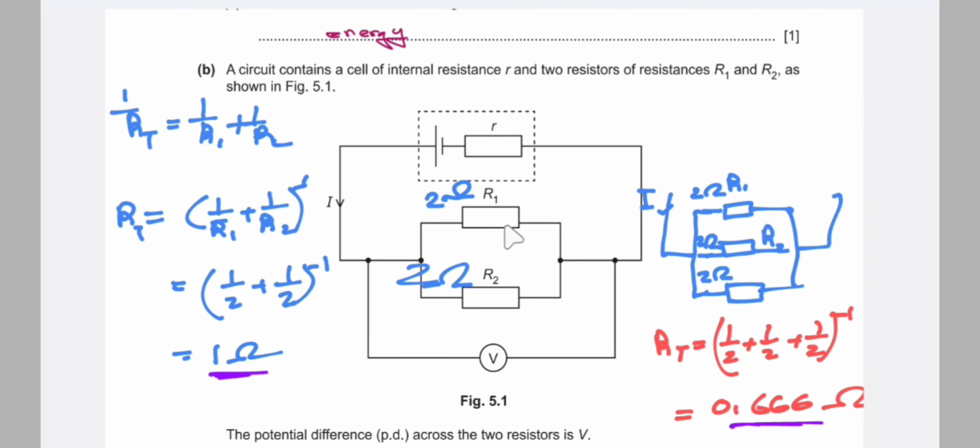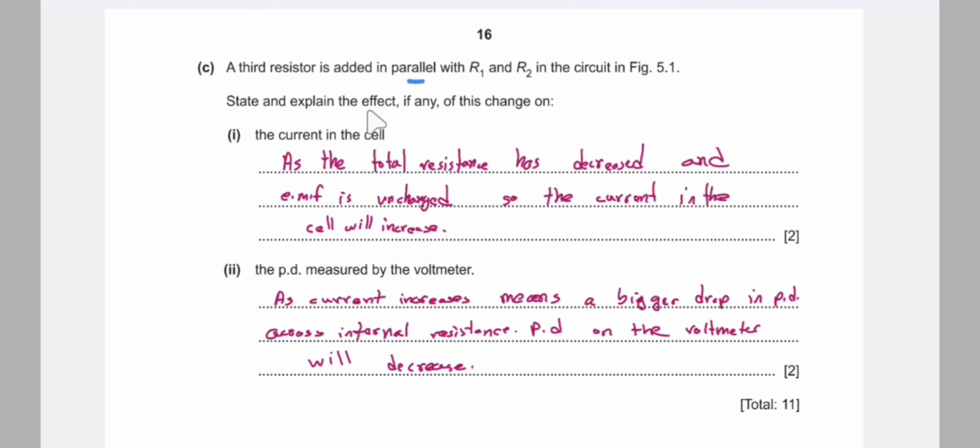For parallel combination, if we add some additional resistor, the resistance decreases. So the combined resistance decreases if we add an additional resistor in parallel. You have to remember that this is important: for parallel, if we add some additional resistor, then the total resistance, R total, decreases. Since we have added a third resistor, the total resistance decreases.